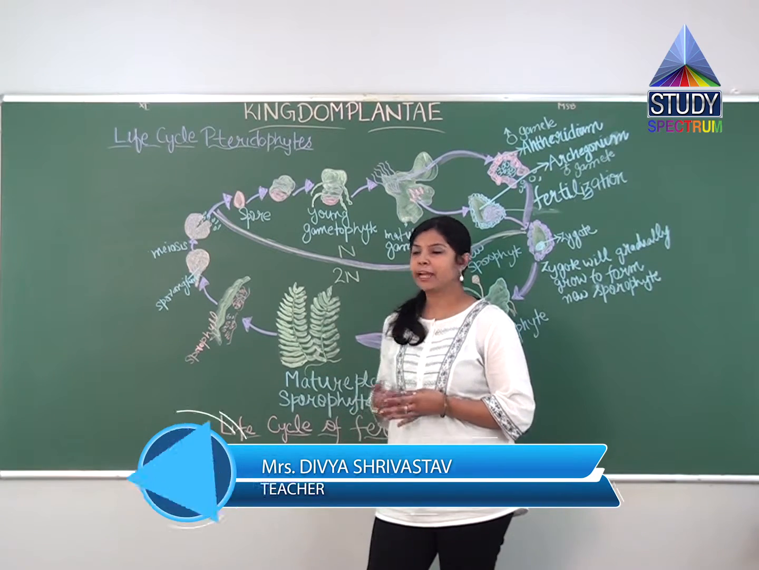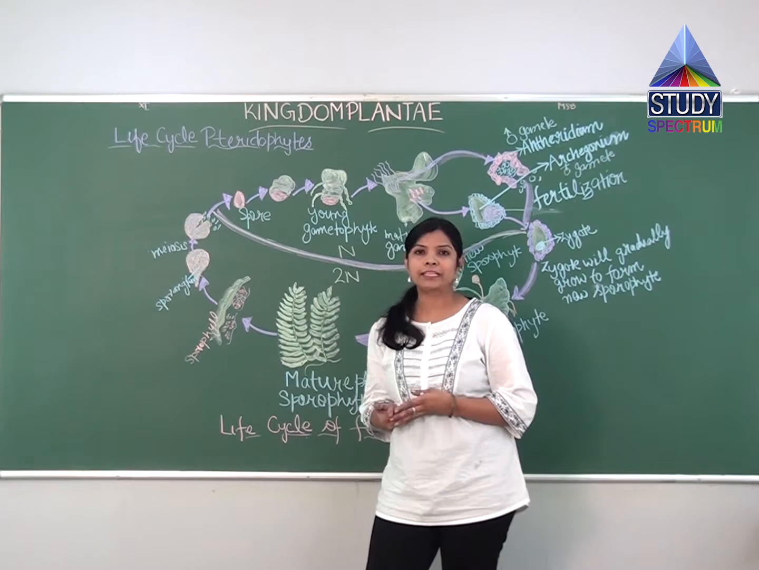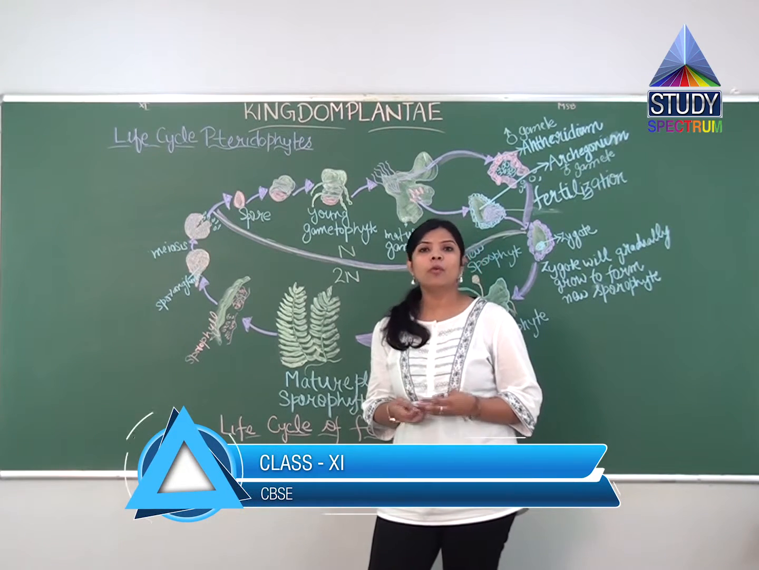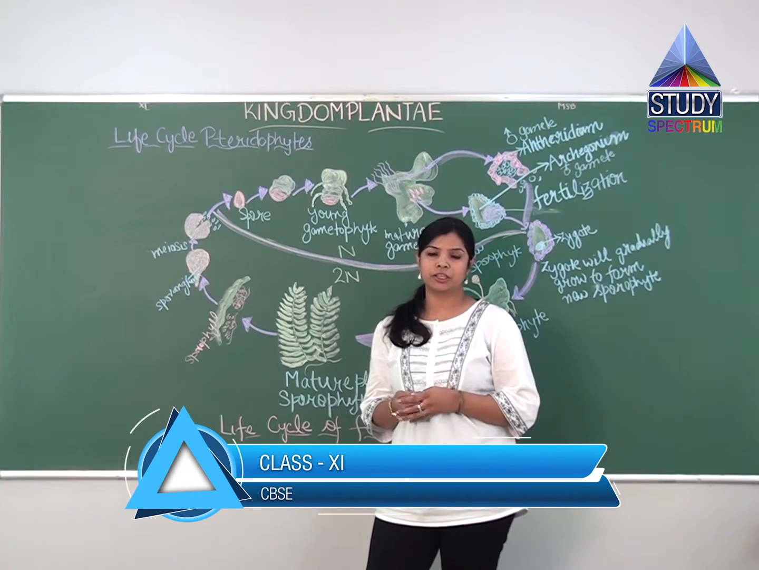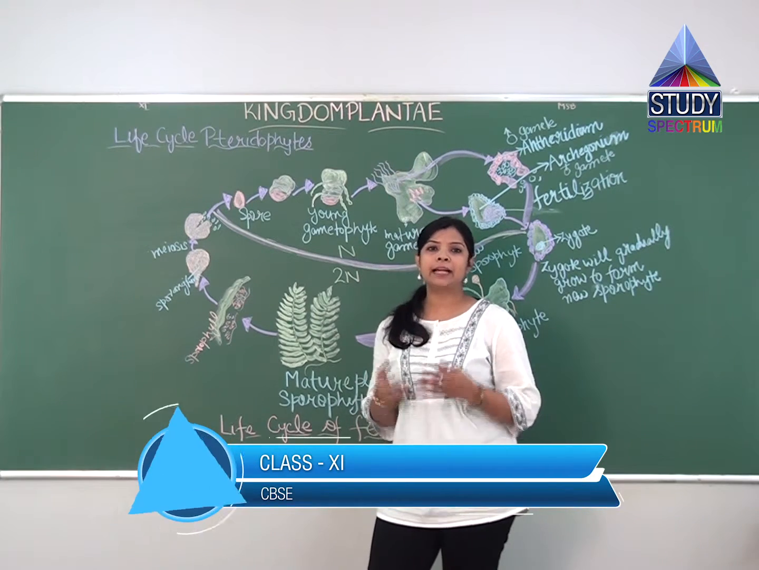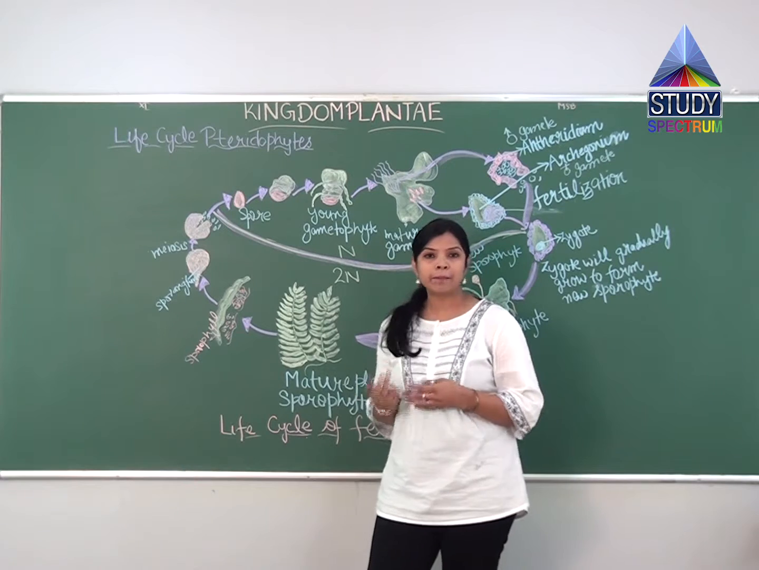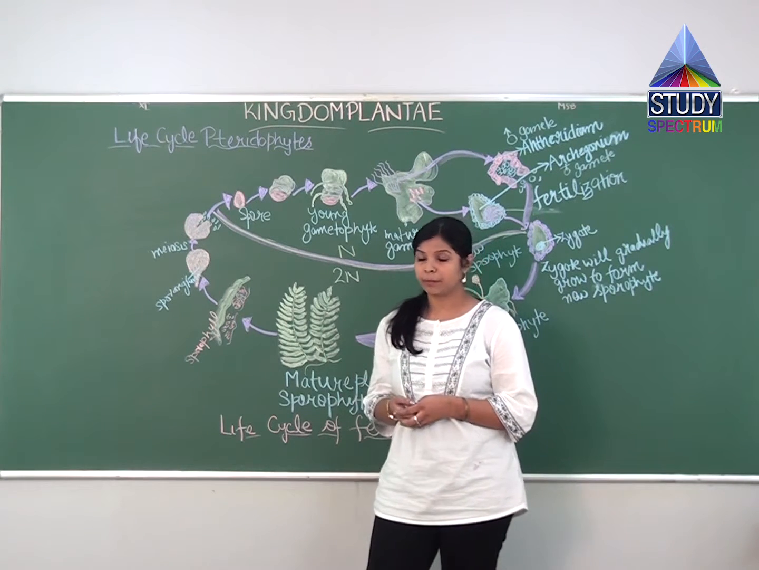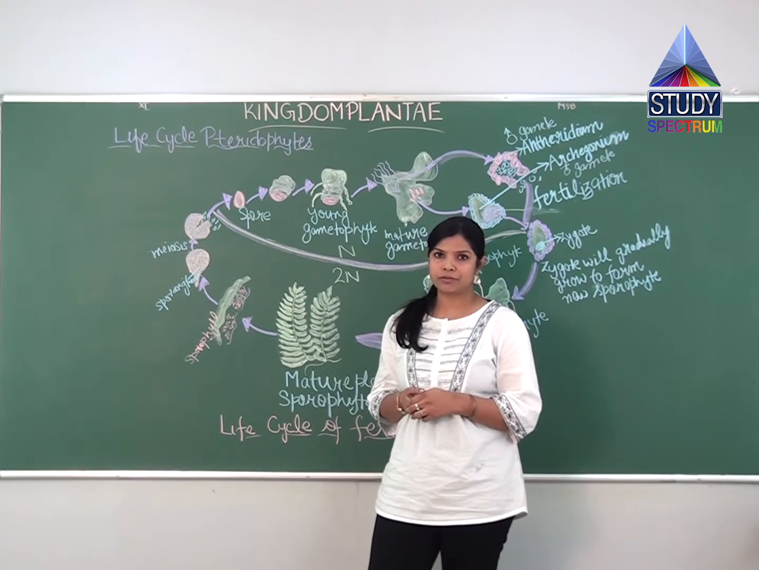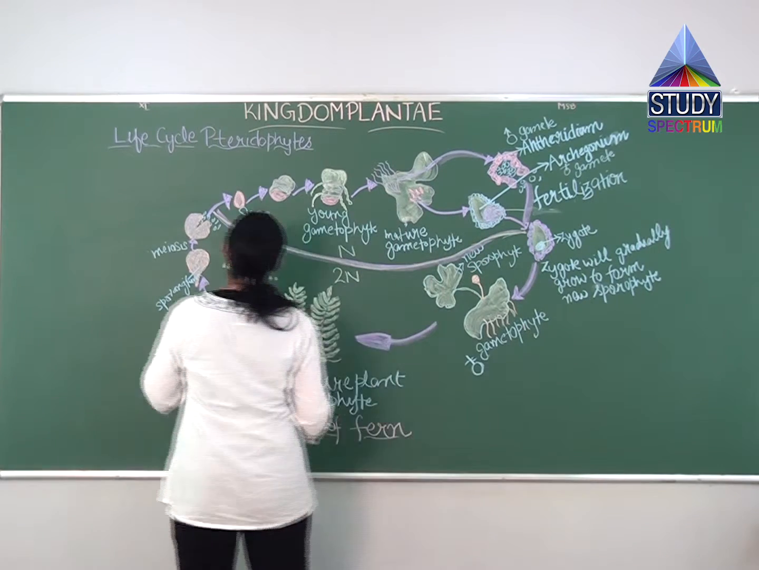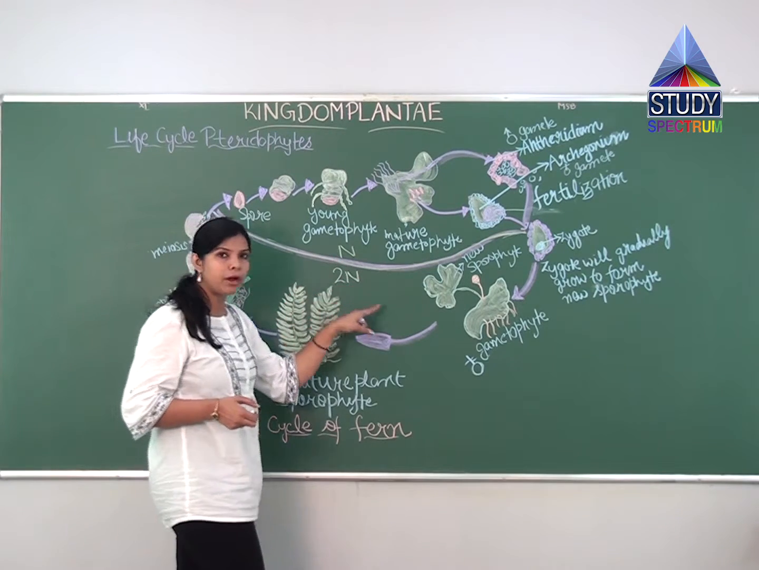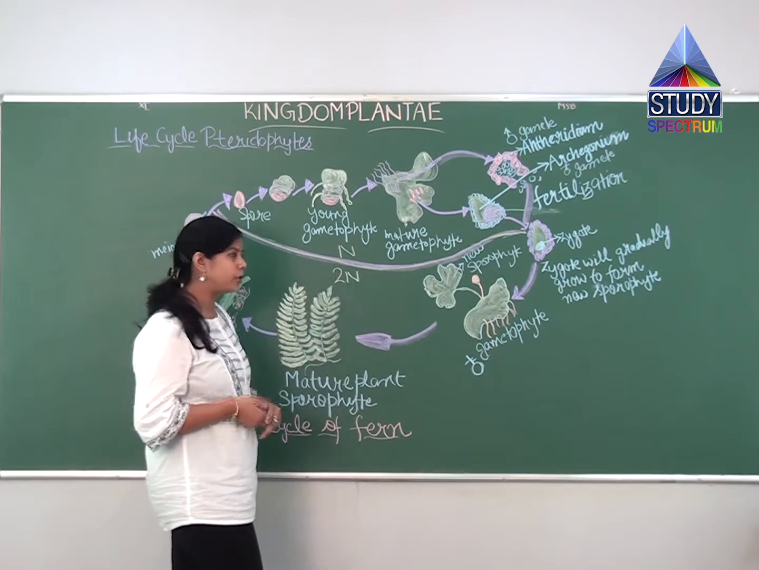Students, as I told you earlier, the pteridophyte life cycle shows alternation of generation. So what is this alternation of generation? It is a life cycle that includes both a haploid stage as well as diploid multicellular stages. So, a life cycle that shows both the haploid stage and the diploid stage.